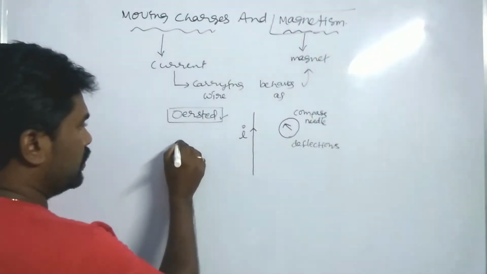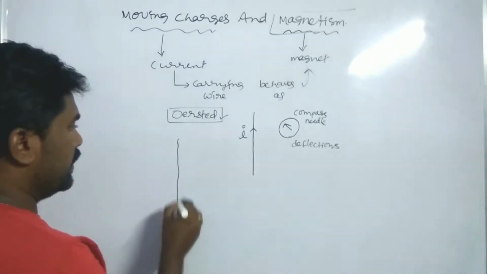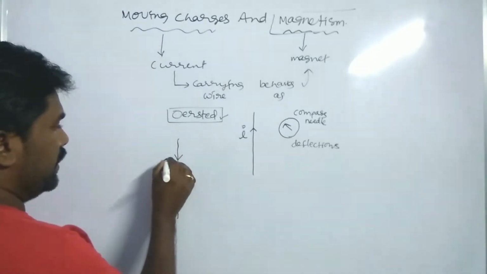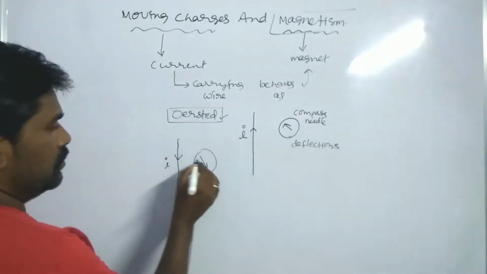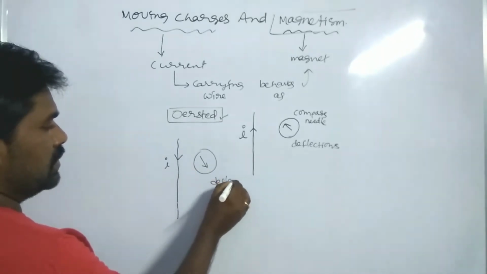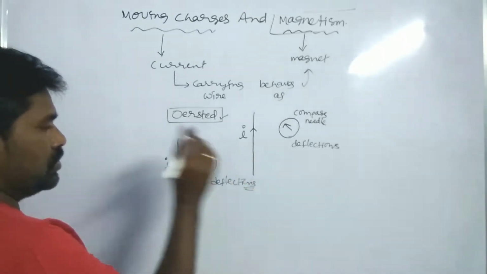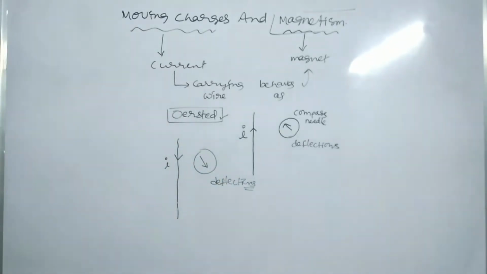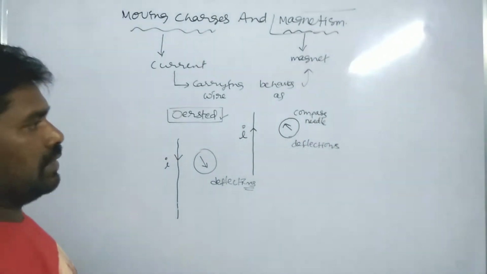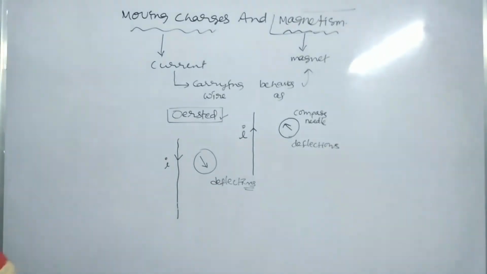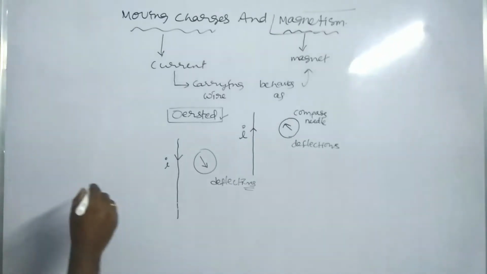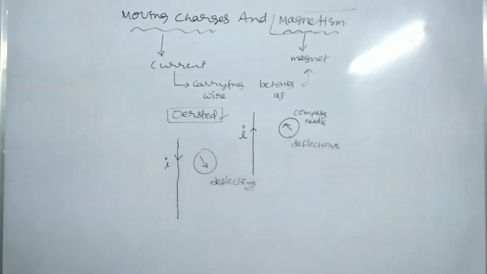He observed that if he changes the direction of the current in a conductor, then the compass needle also changes its deflection. So we have to observe in which direction the current flows; in that direction the magnetic field is produced. That is why he concluded that a current carrying conductor produces a magnetic field around itself.